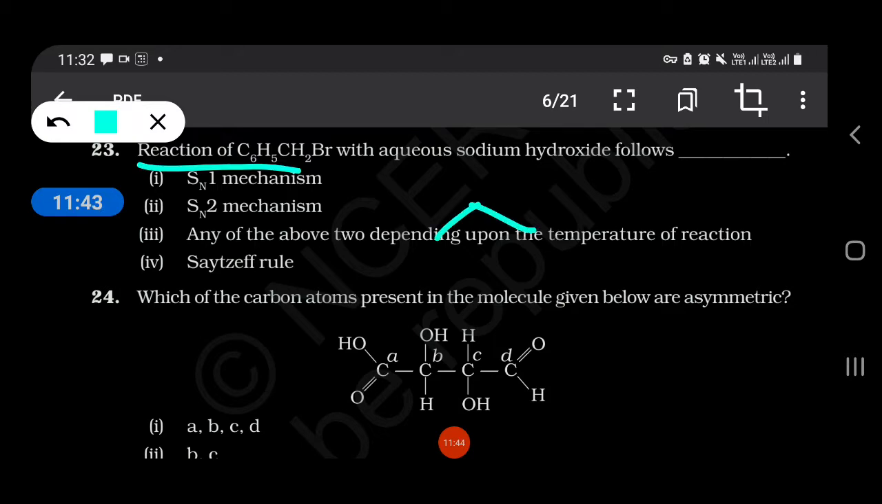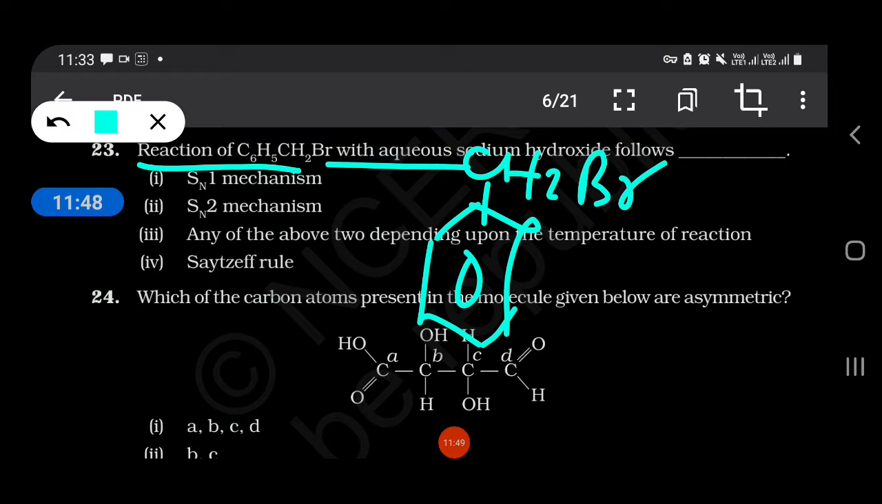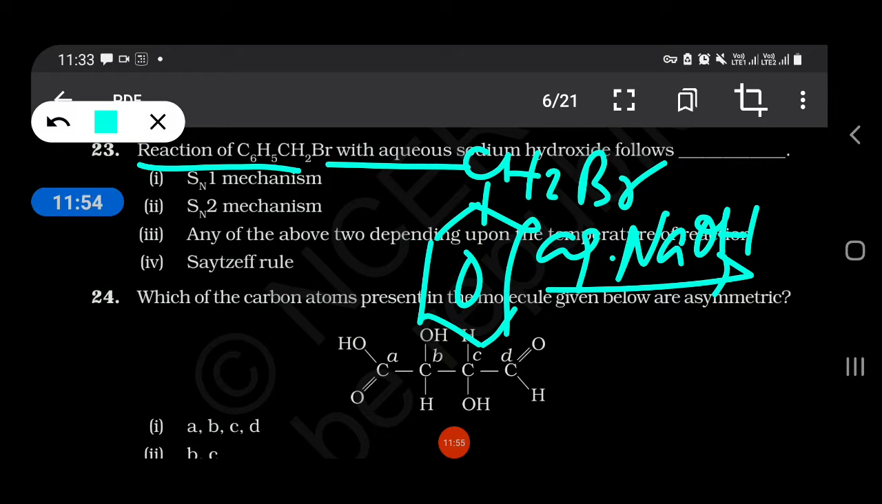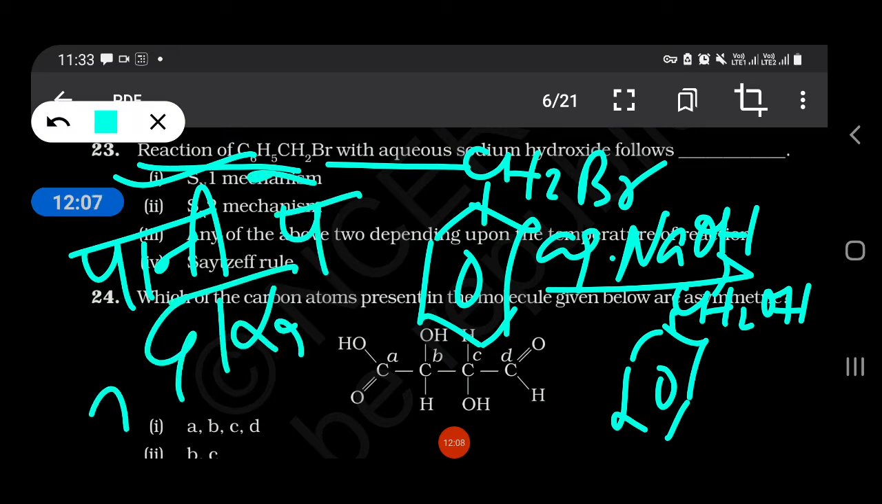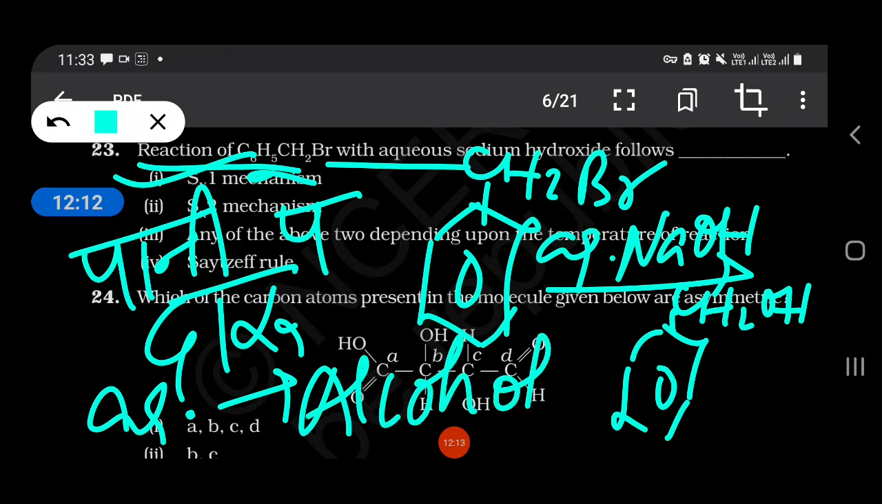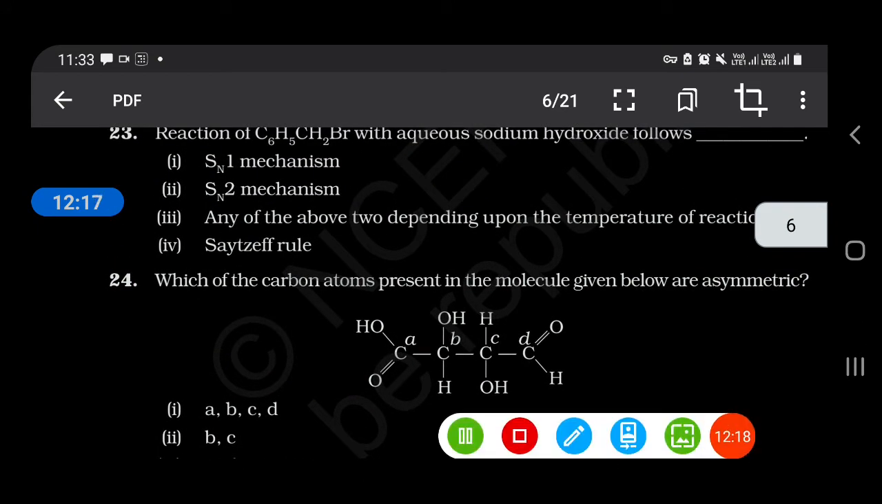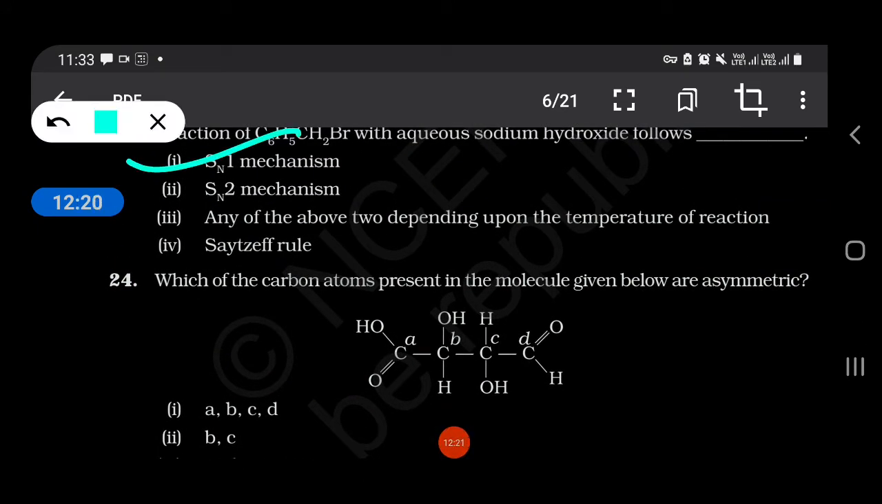Reaction of this one with aqueous sodium hydroxide yields what? It yields, SN1 mechanism. So it goes through SN1 mechanism because, since aqueous is used, it will form alcohol. Okay. And it undergoes SN1 reactions.